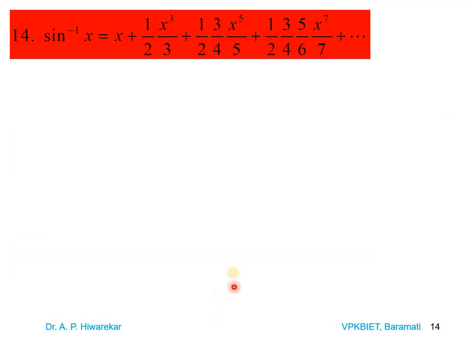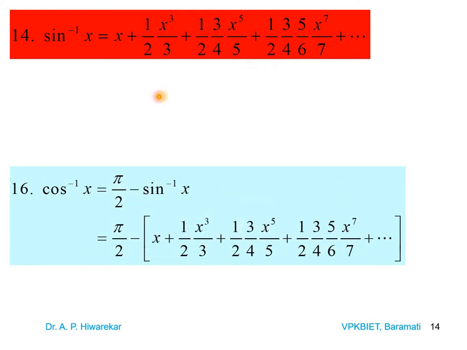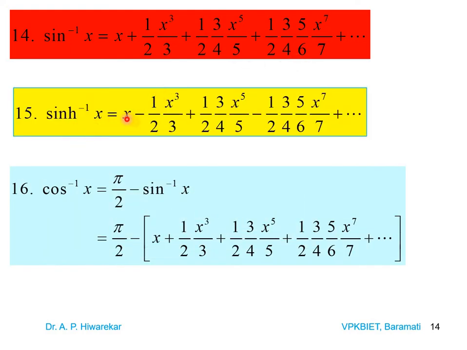Then we have sin inverse x, which is x plus 1 by 2 into x cube by 3 plus 1 by 2 into 3 by 4 into x to the power 5 by 5 plus 1 by 2 into 3 by 4 into 5 by 6 into x to the power 7 by 7. So here in the sin inverse function every term is plus. Then sin hyperbolic is also there, sin h inverse x. So same series but plus minus alternate.